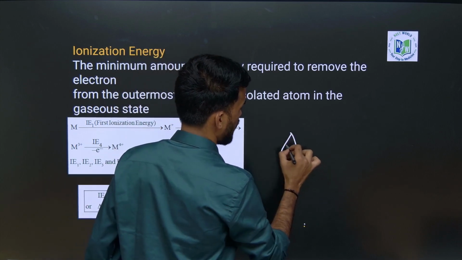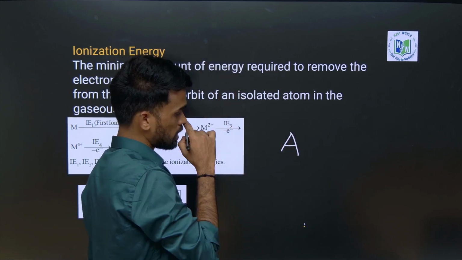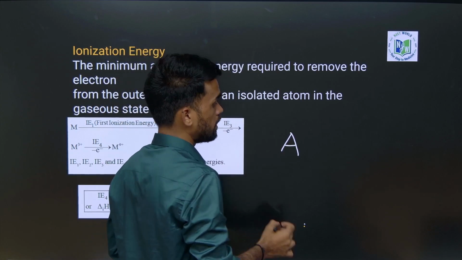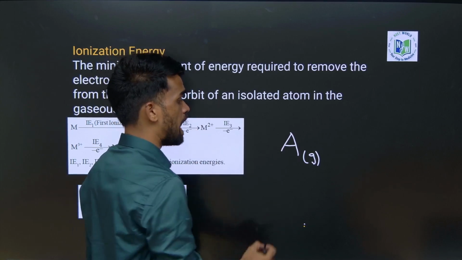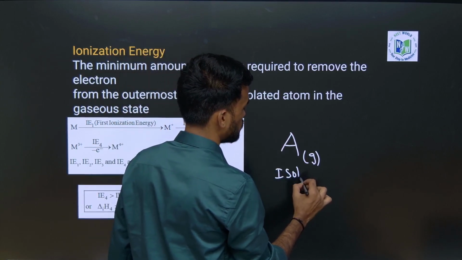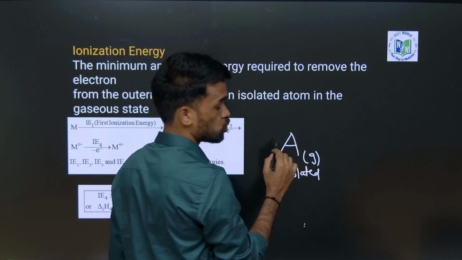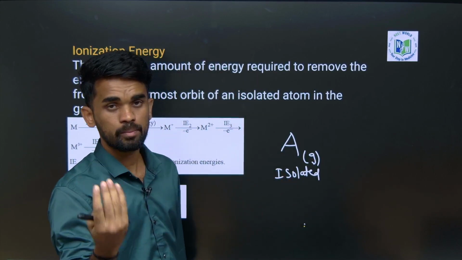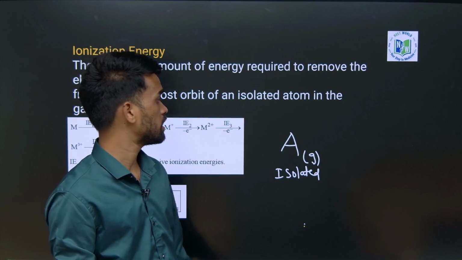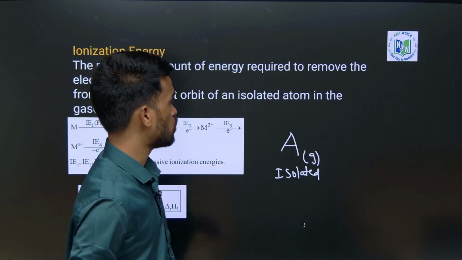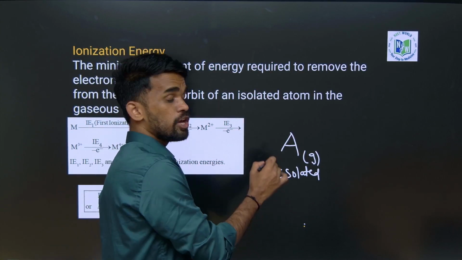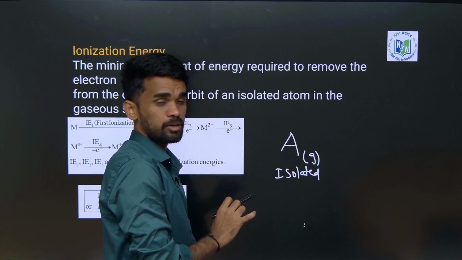Let us say we have an atom A. This atom should be in gaseous state, and it should be an isolated atom. Whatever element or atom you are taking, that should be in gaseous state and it should be isolated. So we are ionizing this particular atom now.